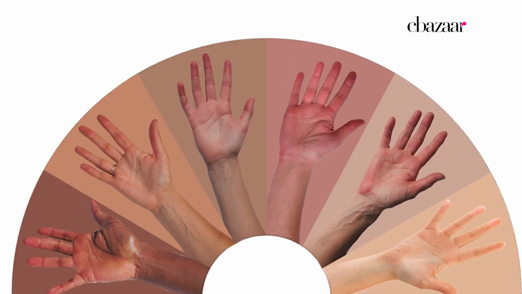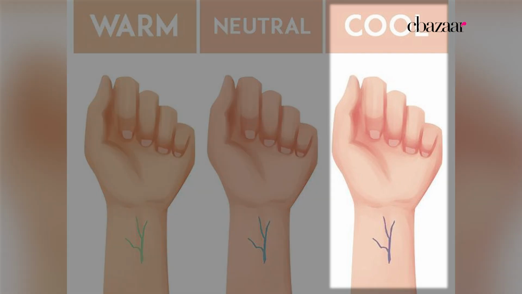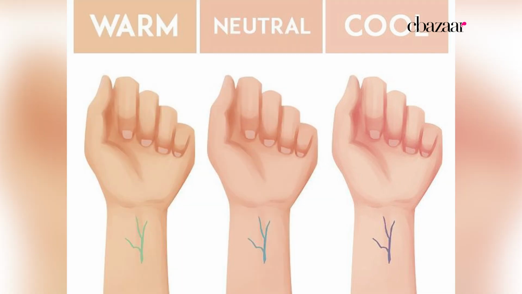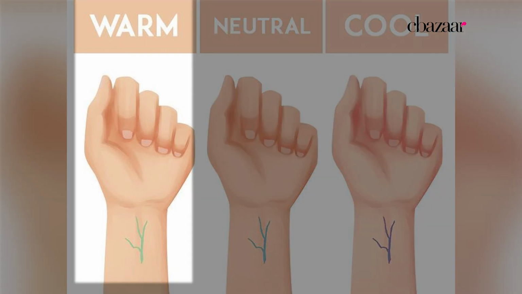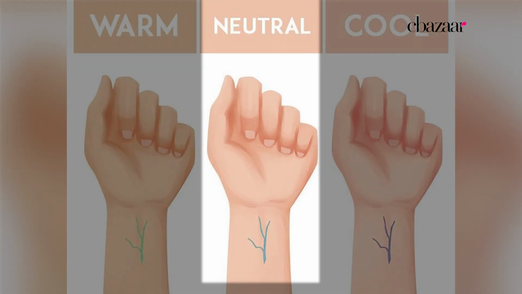You can also determine your undertone using the vein test. What you have to do is hold your wrist under the sunlight, and if your veins appear to be blue or purple, then you have a cool undertone. If your veins appear to be green, then you have a warm undertone. And if you can't differentiate whether it's blue, green or purple, then you have a neutral undertone.